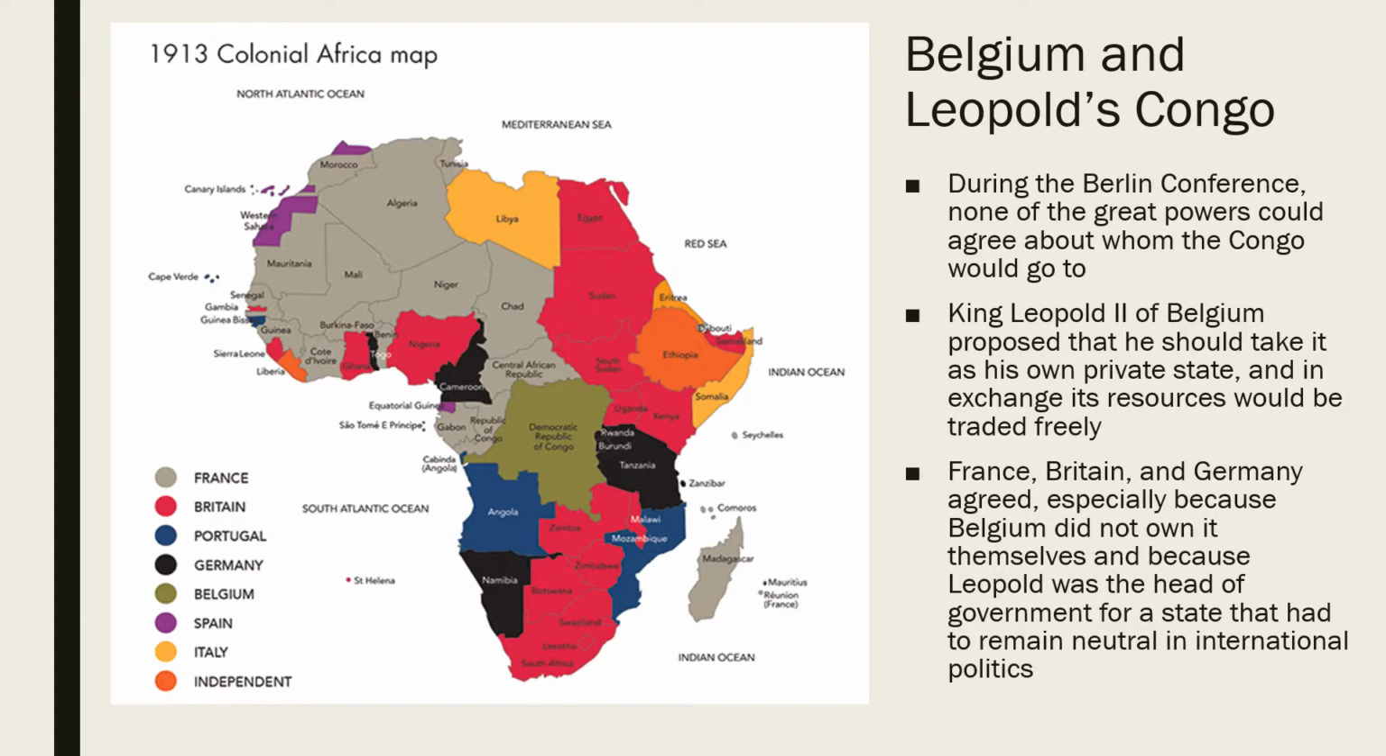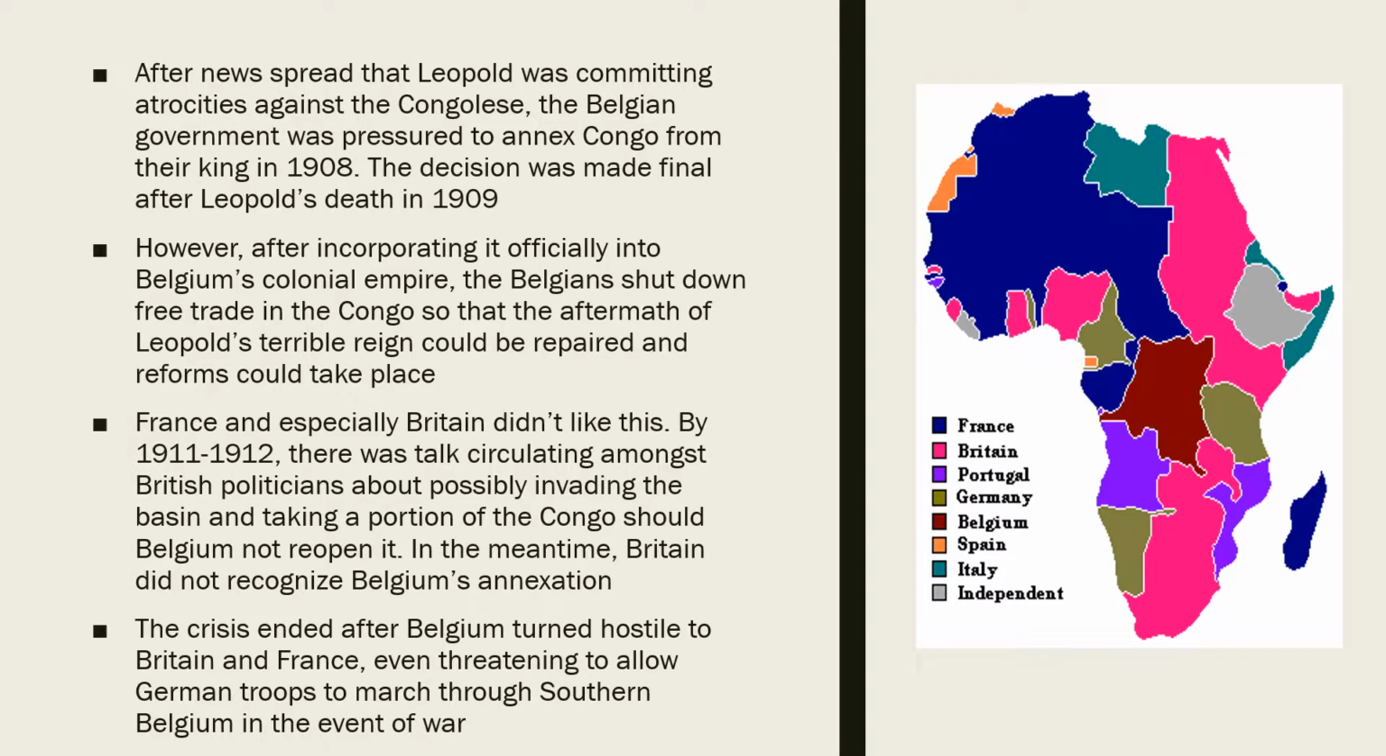France, Britain, and Germany agreed to this, especially because Belgium didn't own it themselves, and even if they eventually would own it, their status as a neutral power meant that they could not constitutionally pick sides nor trading partners. However, things weren't going to turn out very well for Leopold through this deal. And that's mostly because Leopold himself was going to do a lot to ruin the region.